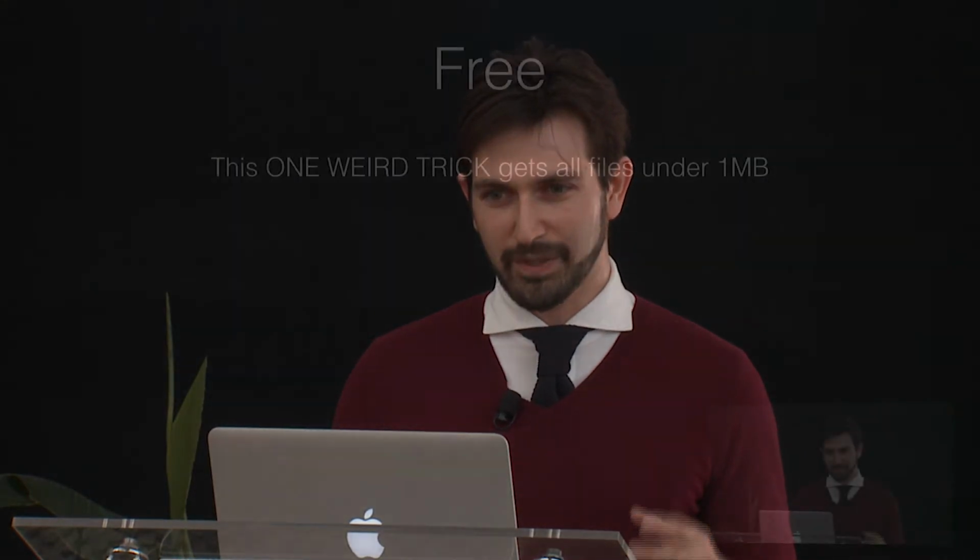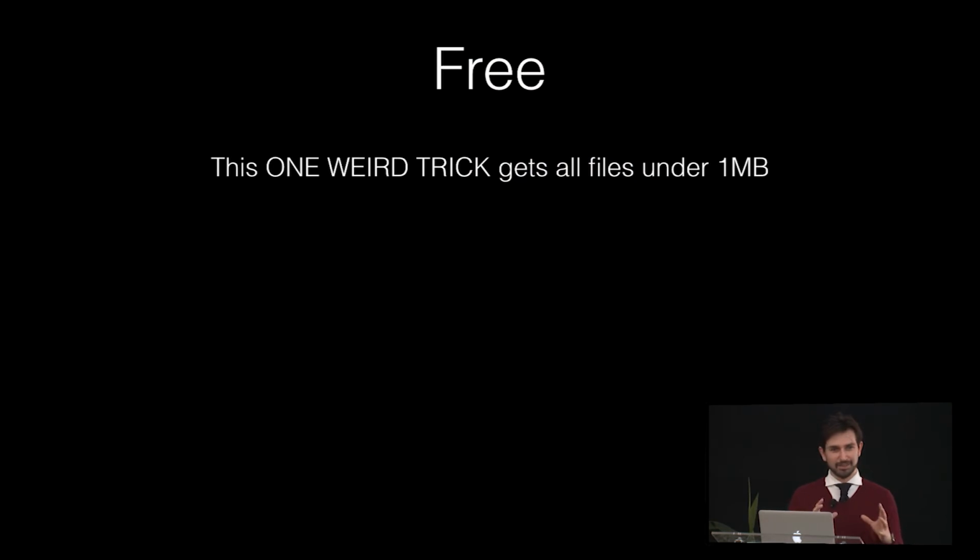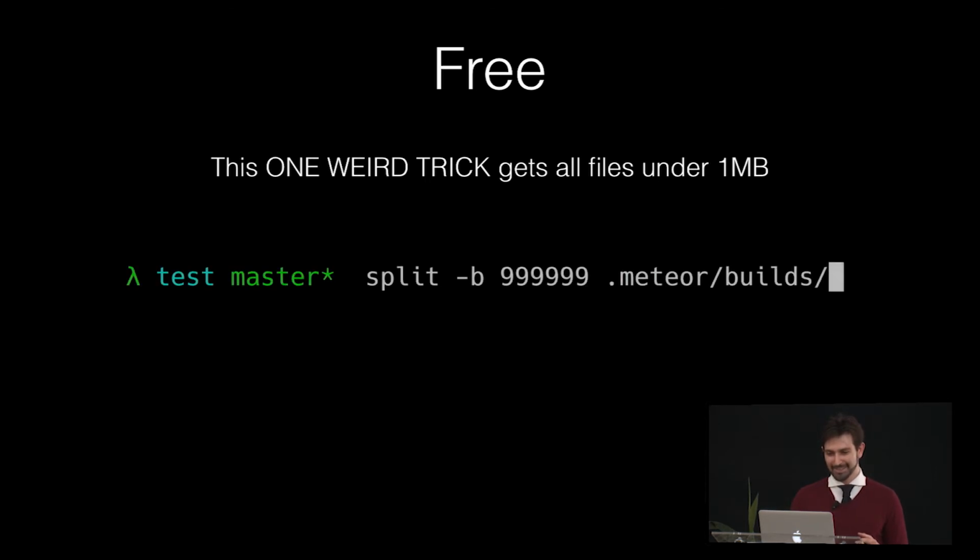But now the problem is we had one giant tar gzipped file that we were going to upload, which was guaranteed to be over 1 megabyte for every deploy. And we really wanted people to be able to use this under the free tier. So we came up with one weird trick that gets all files under 1 megabyte. We split the tar gzip into 999 kilobyte pieces. And then that worked. We just upload each of them and then concatenate them on the server, and then do everything from there.